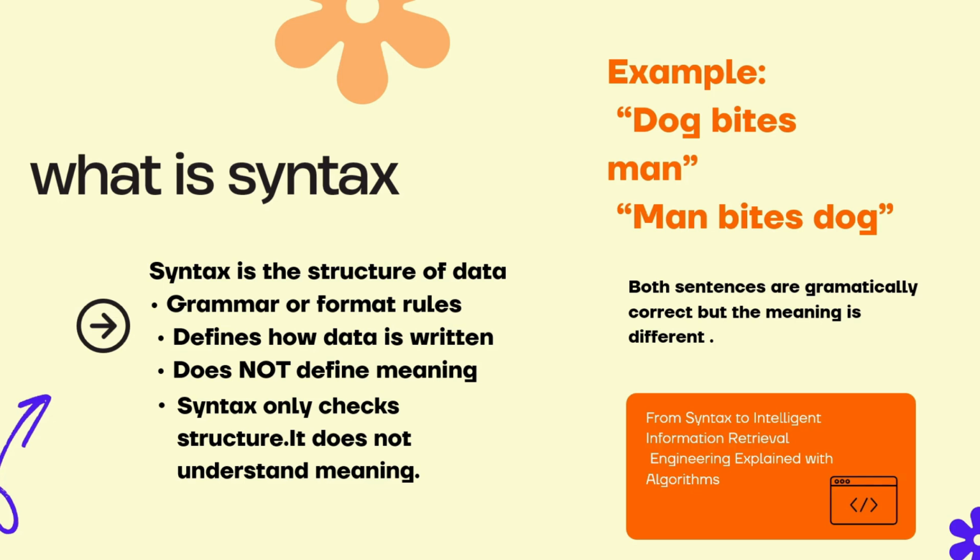Syntax only checks whether the sentence follows the correct structure. It does not understand who is doing the action or what the situation actually means. This is how traditional web systems mostly work. They look at the structure and keywords and not the meaning.